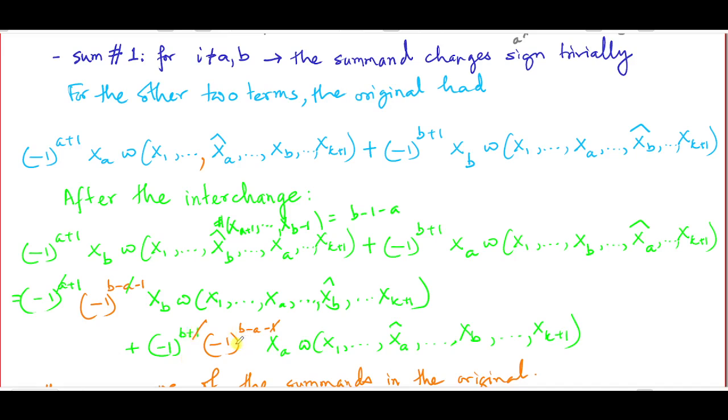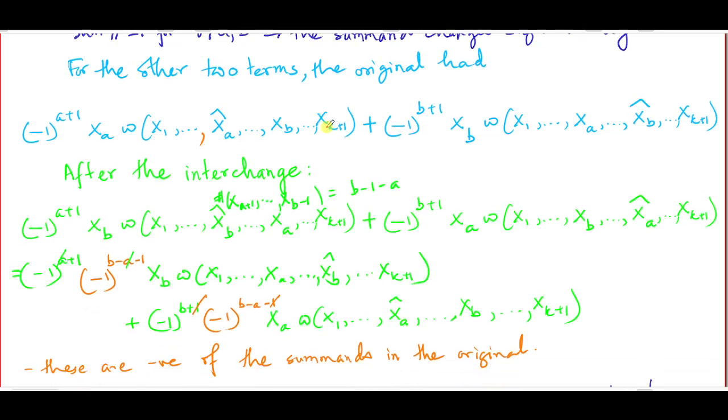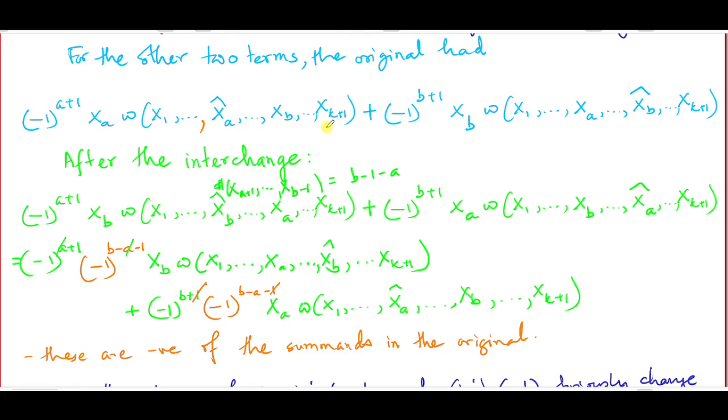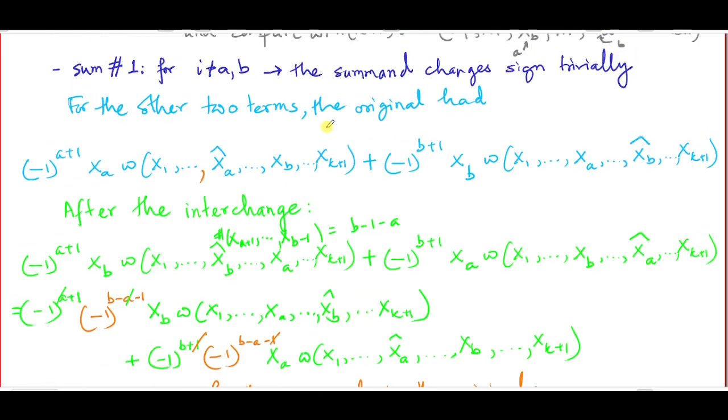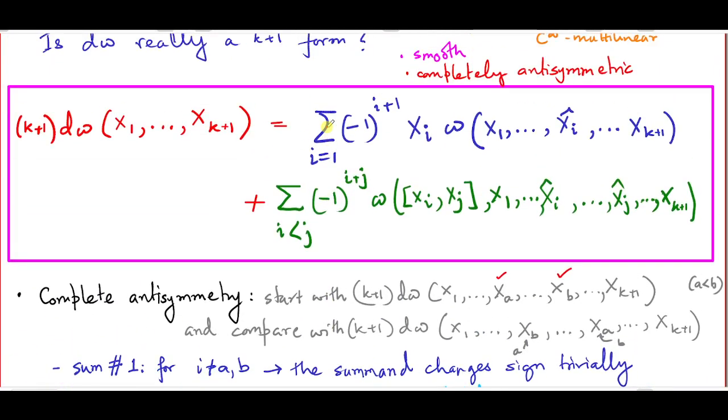Minus 1 to the 2b is of course 1. And minus 1 to the minus a is the same as minus 1 to the plus a. So once again, you have recovered exactly this term but with a minus sign. So these two terms together change sign under the interchange, and as a result, the first sum in the definition of d omega changes sign when you interchange two vector fields here.